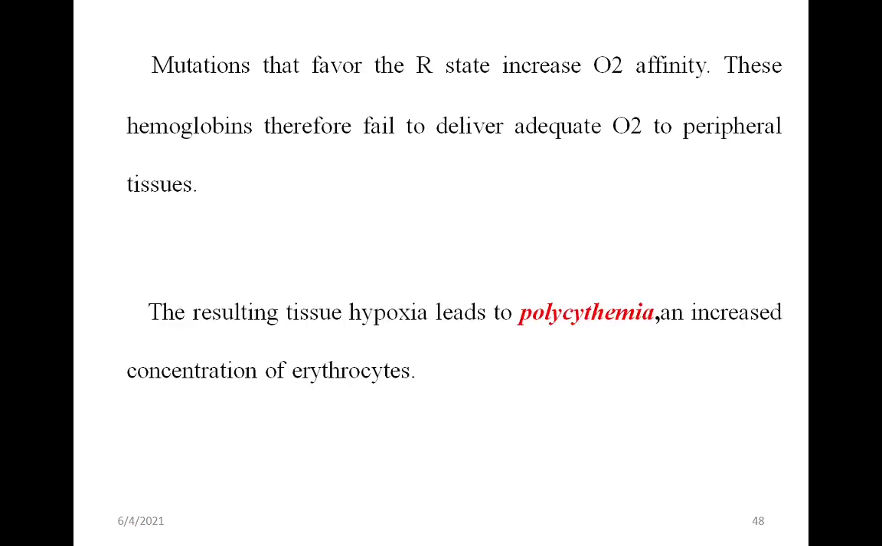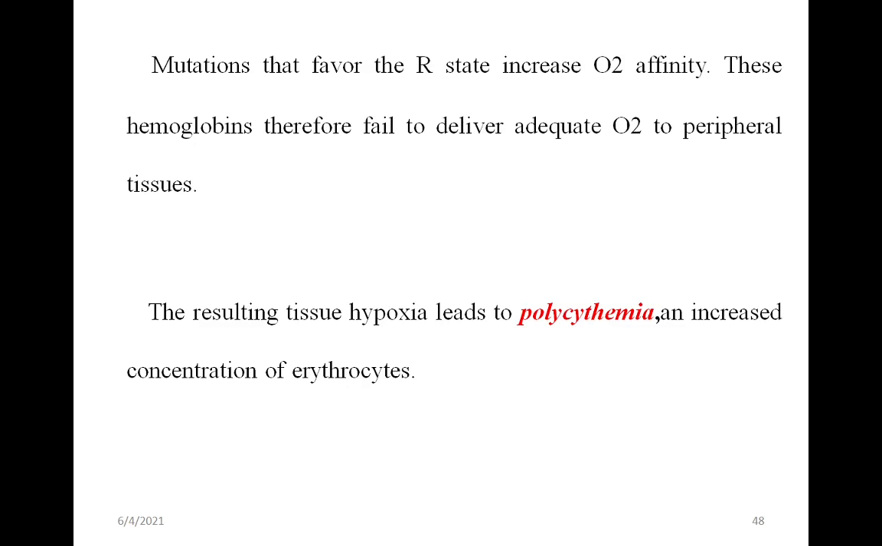Mutation that favors the R state increases the oxygen affinity. This hemoglobin therefore fails to deliver adequate oxygen to the peripheral tissues. Mutation favoring the R state increases the oxygen affinity, so this hemoglobin fails to deliver adequate oxygen to the peripheral tissue.